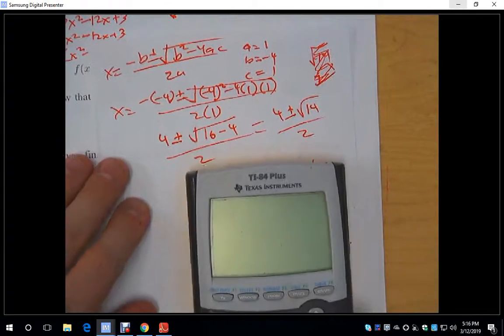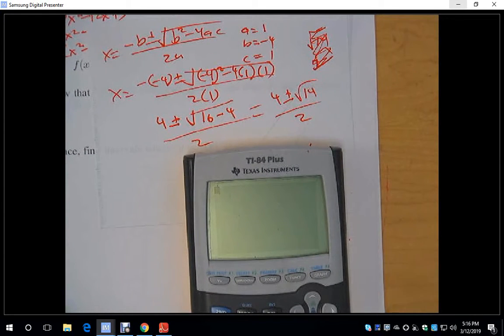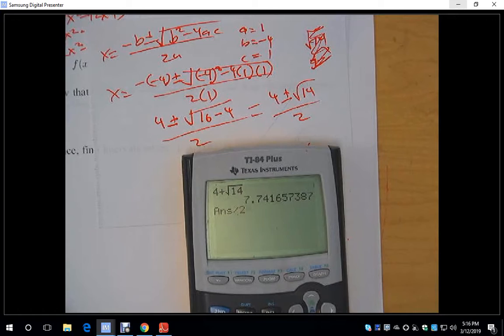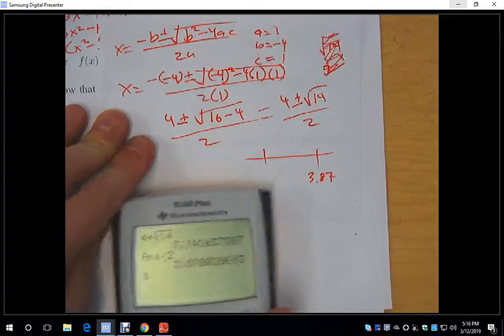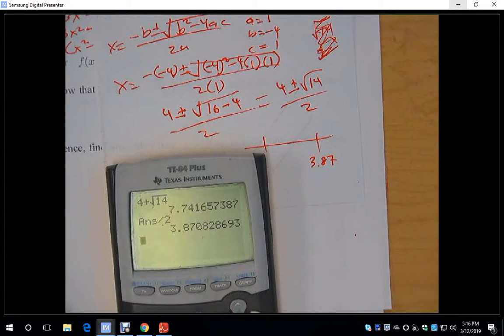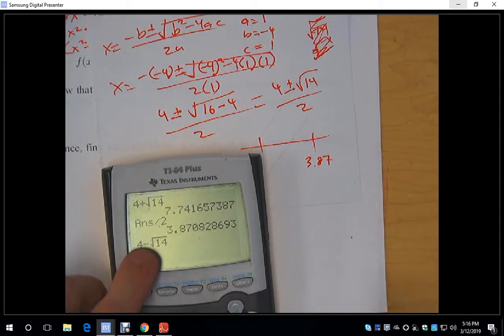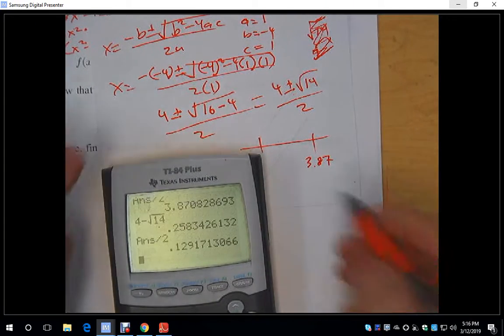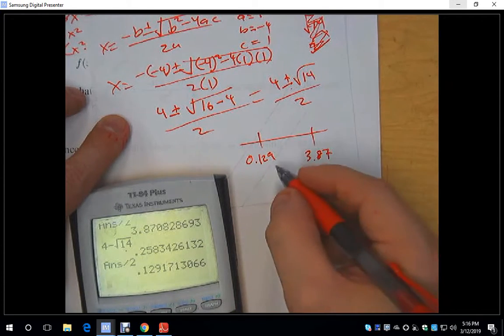I think this is going to be my last one anyway. So I have 4 plus the square root of 14, and then divide by 2. That's going to give me 3.87. We have some other value where this becomes negative, so I have 4 minus the square root of 14, and then divide by 2, and that gives us this 0.1292, if we want to.